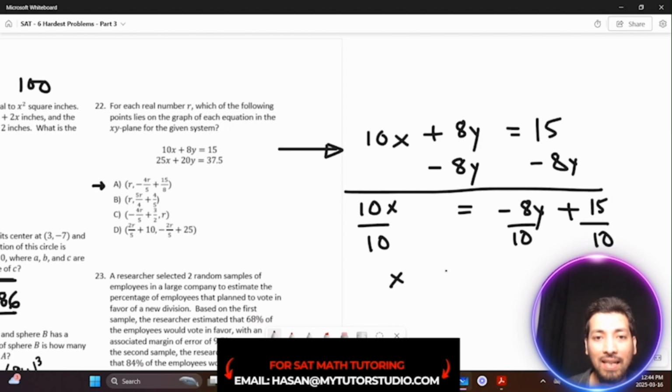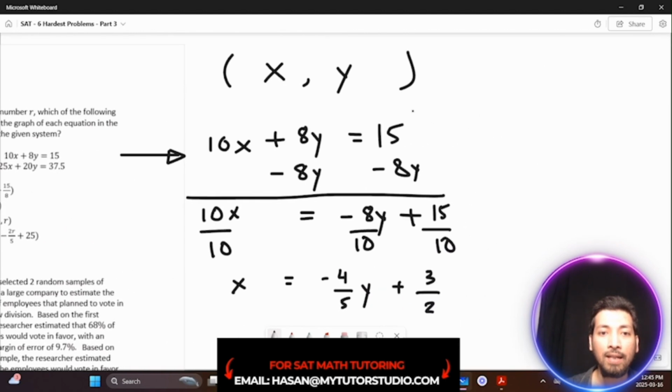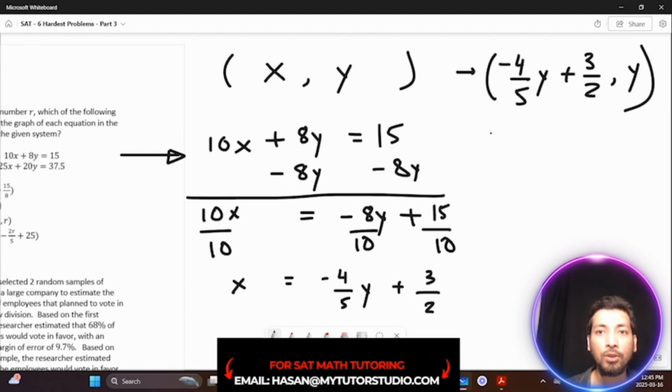We get x is equal to negative 8 over 10, that is negative 4 over 5 y plus 3 over 2. We know that for any point on the line, we can use a general coordinate x comma y. Now, instead of x, I can just write negative 4 over 5 y plus 3 over 2 comma y. So this is my general pattern in terms of y.